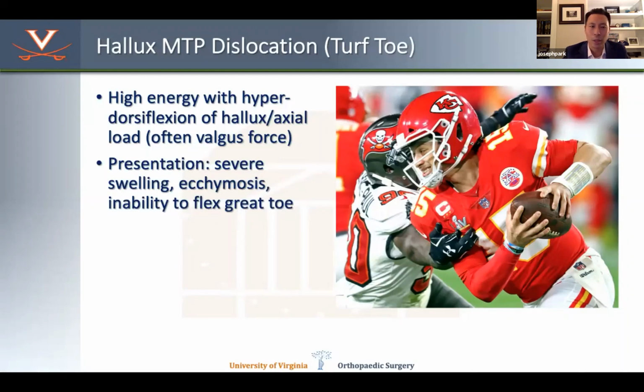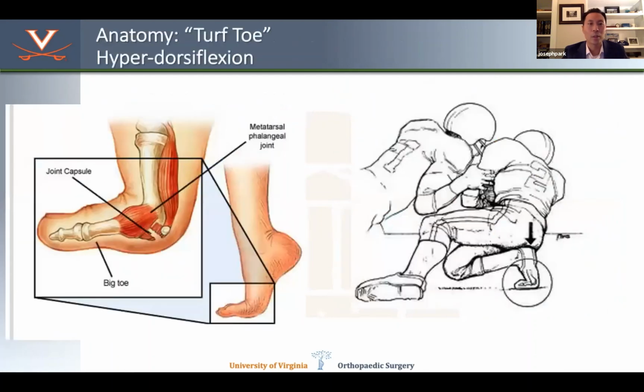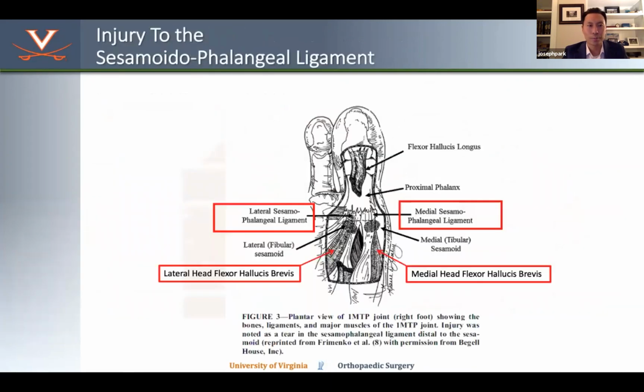Often these patients have a hard time flexing the great toe. The reduction for this is to plantar flex the MTP, put them in a little bit of varus, and you can do a hallux valgus taping to prevent valgus and dorsiflexion dislocation. I would again make these patients non-weight bearing with crutches and a walking boot. Here's a picture of what that mechanism looks like classically. You can see that hyperdorsiflexion load under an axial force.